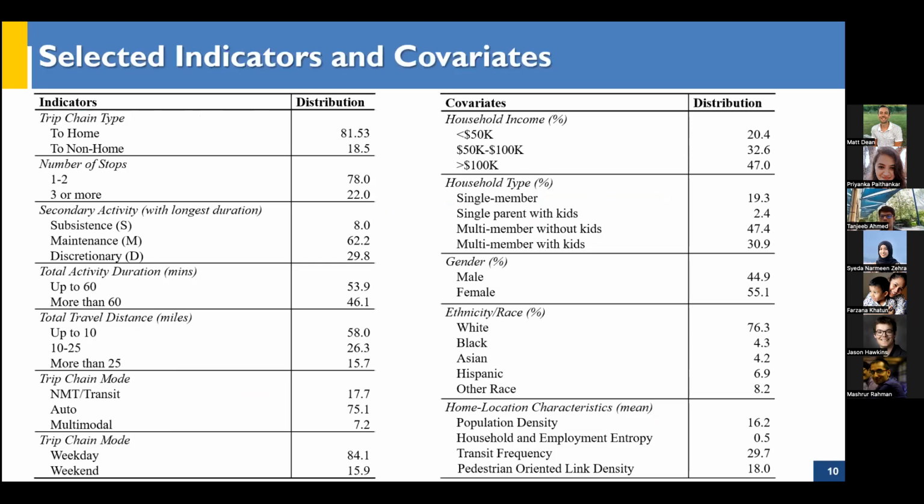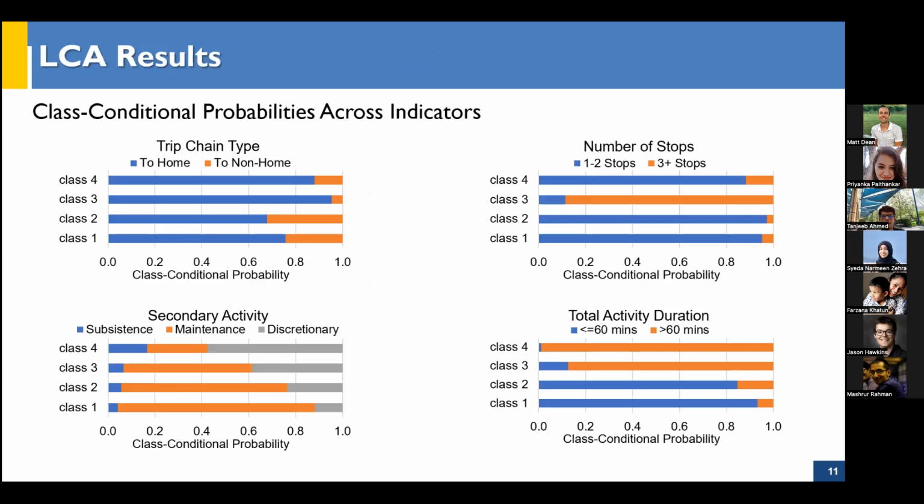So in this slide, on the left, we see the table with the activity travel indicators that we use to classify the trip chains in the LCA model. The table on the right lists the socio-demographic characteristics, which are used as covariates to explain the assigned class memberships in a multinomial logit model framework in step 2.